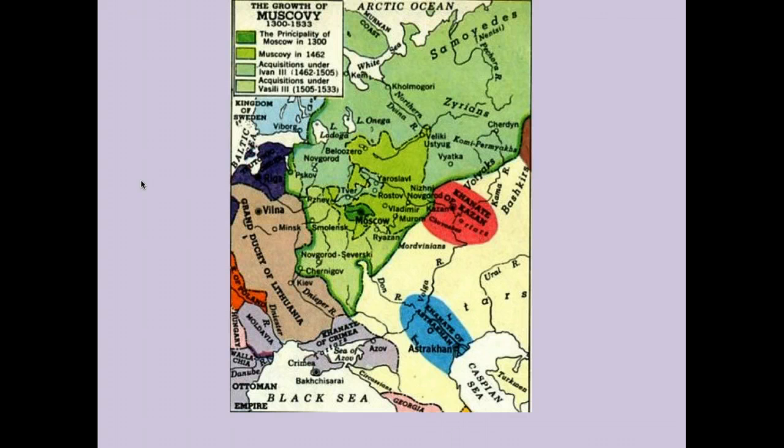Here's a map that kind of shows us the growth. So here's Moscow in 1300, just this tiny Moscow, right? And then it starts to expand, and finally Ivan III goes to town. Sorry, he's all the way over here. And then he pushes himself further west, you can see.